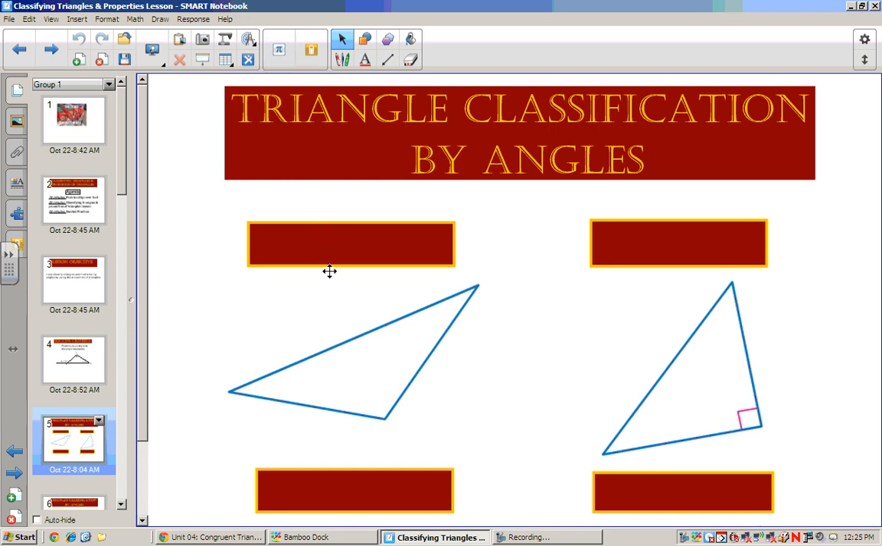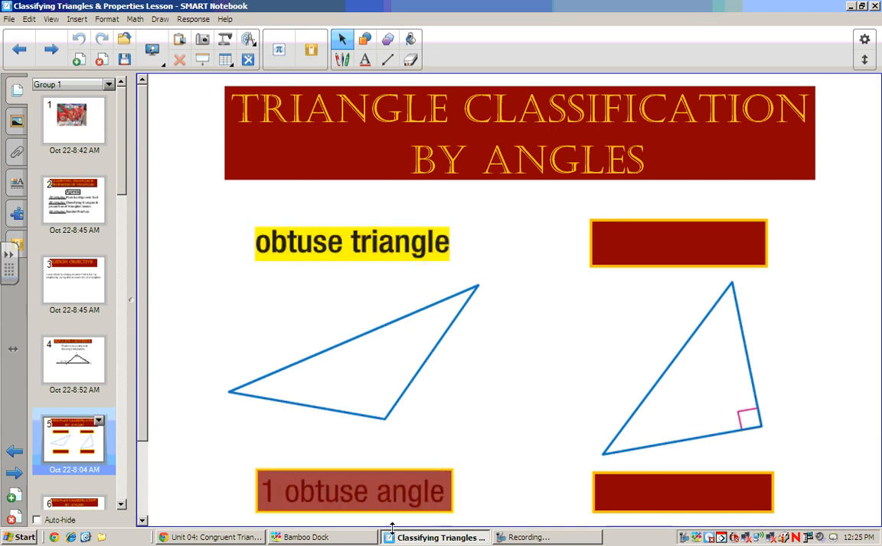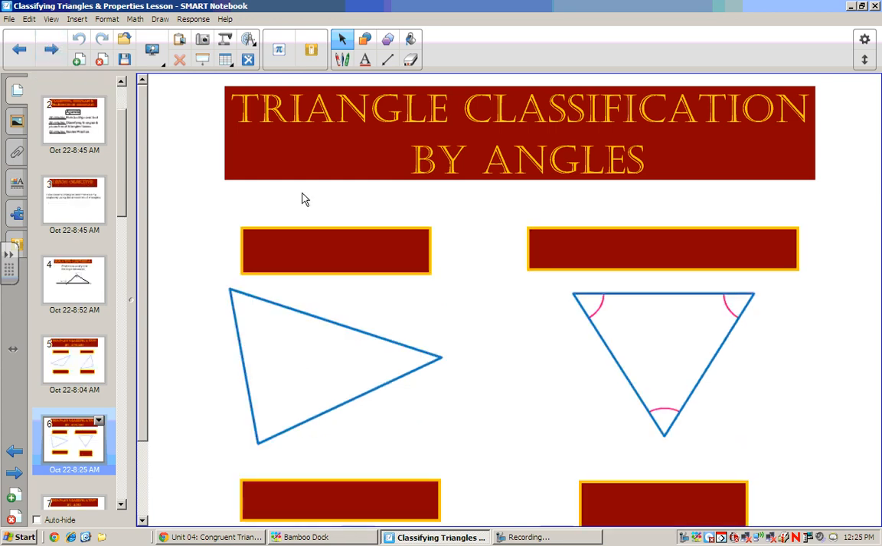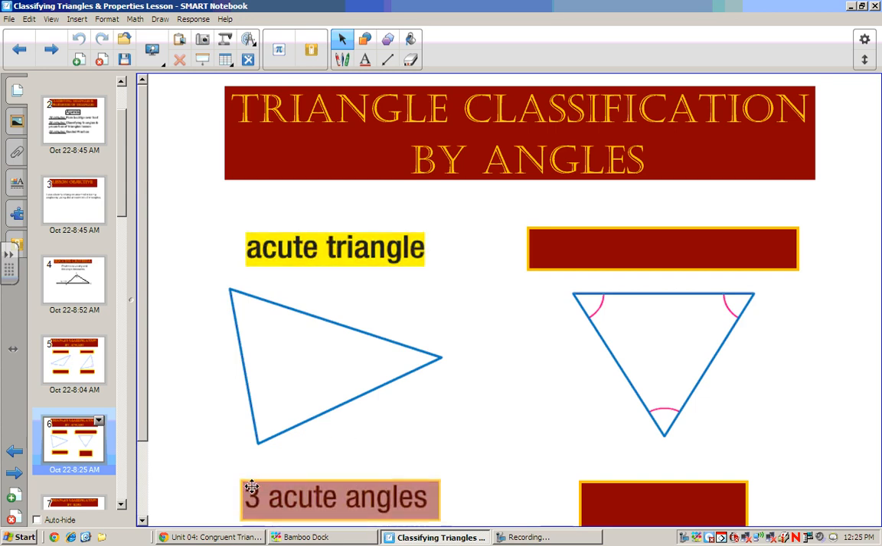This type of triangle right here we will call an obtuse triangle. An obtuse triangle is any triangle that has one obtuse angle. If there were two obtuse angles, it would not form a triangle. Over here, we call this a right triangle because it has exactly one right angle. Now, there are some other triangles. This one doesn't have any right angles or obtuse angles, so we'll call that an acute triangle. An acute triangle has three acute angles.